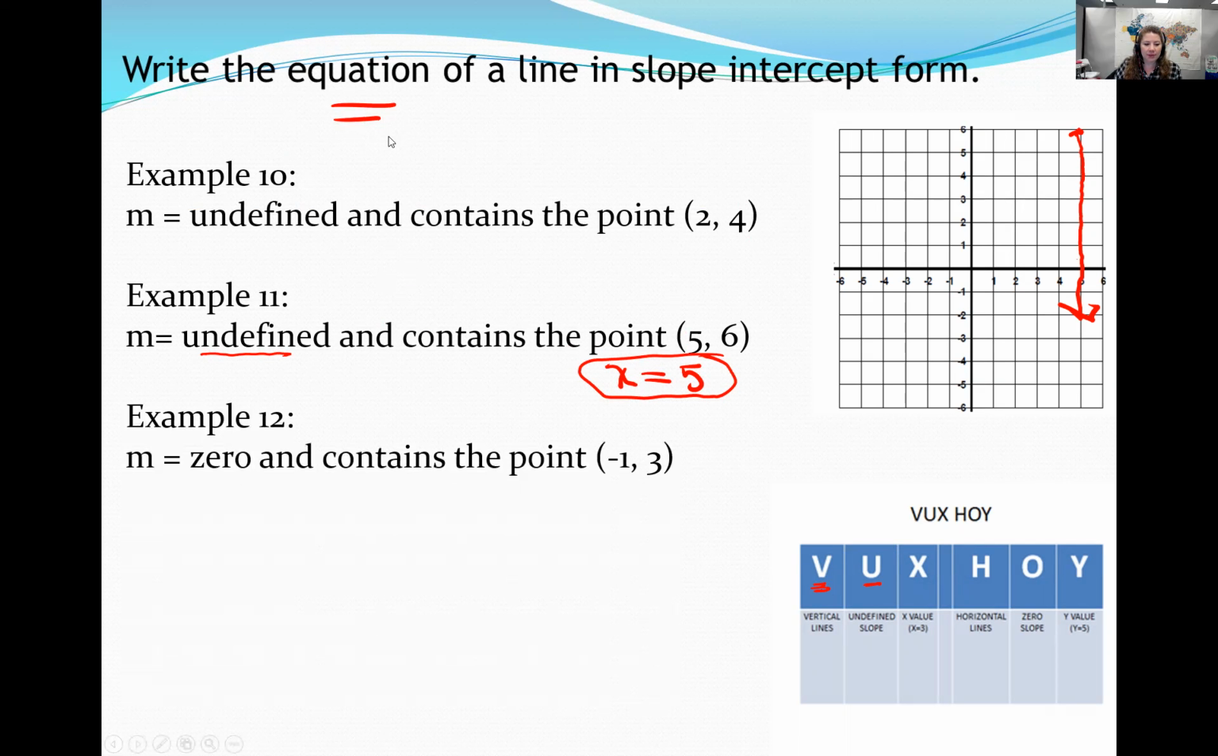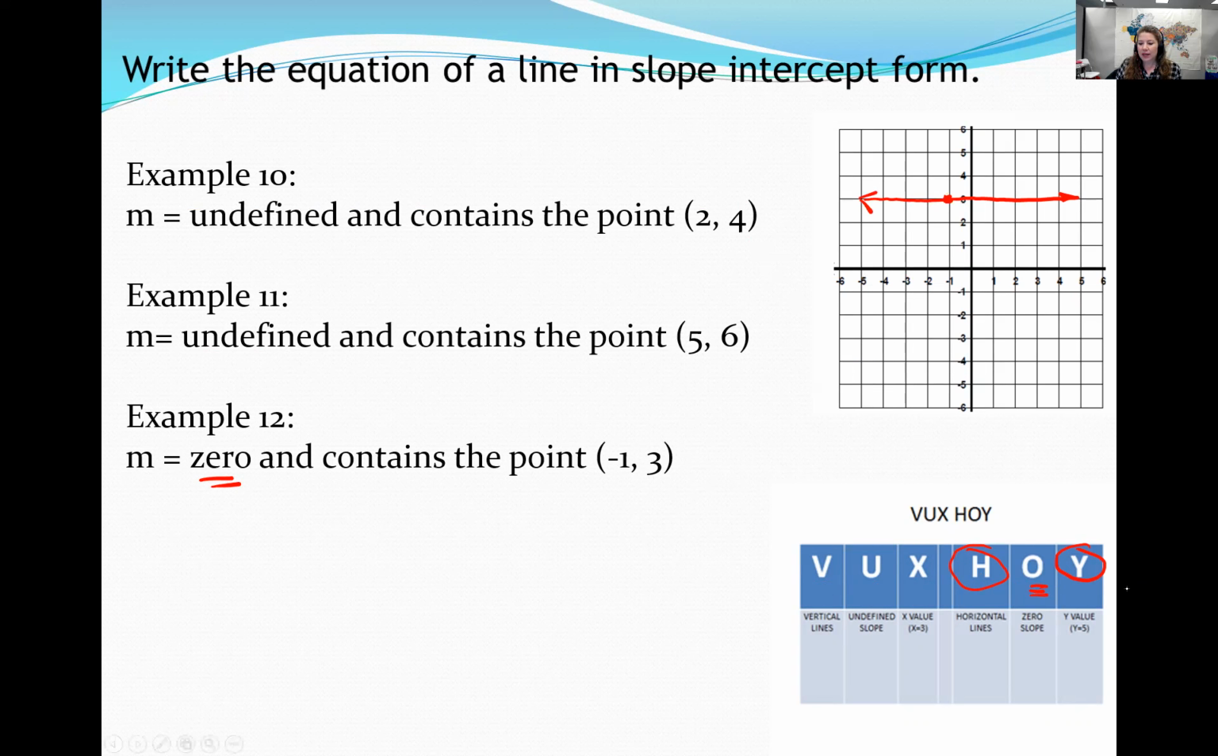All right, what if I'm told that my slope is 0 and my line goes through the point (-1, 3)? Well, I'm going to remember HOI means if you have a slope of 0, it is a horizontal line. That's what this means over here. And there's only a y in the equation. So I'm going to come over here and graph (-1, 3). It's a horizontal line that goes through this point right here. That means my line could go right and left forever, as long as it goes through this point.